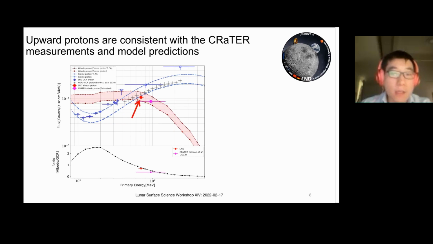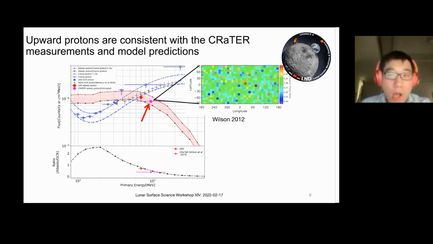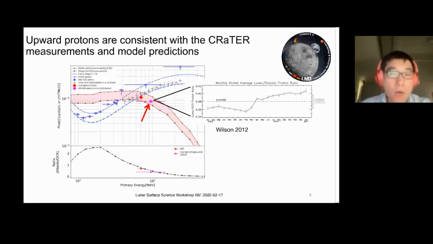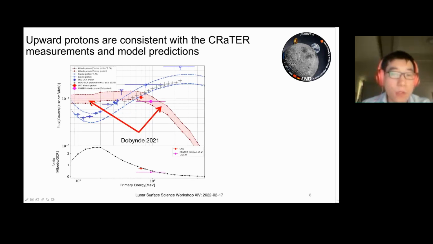Apart from that, the other column is the albedo protons. This one was measured by LND, and there's another data point that I estimated based on the result from the CRaTER 2012 results, using the ratio to calculate the flux. Both fit quite well with the simulation, the shadow area, which uses the model called Reed-Moore, which Dobynde has told you about in the last section.